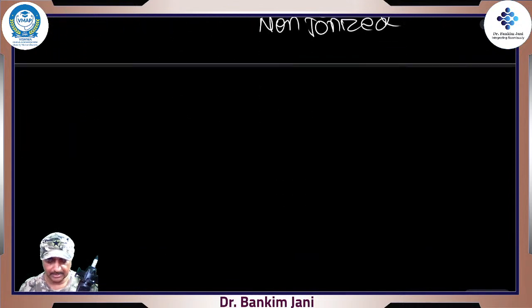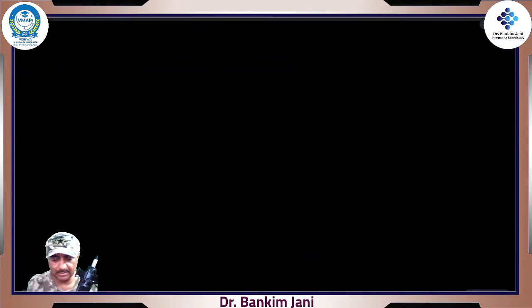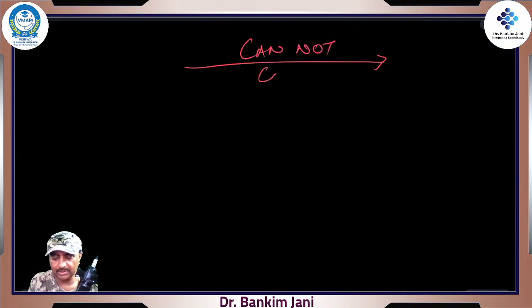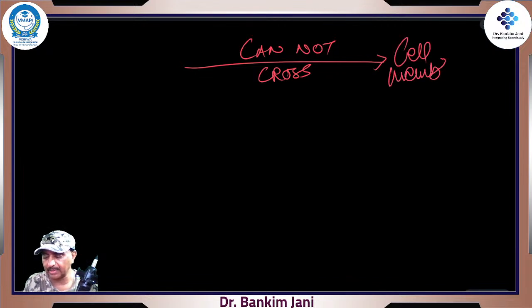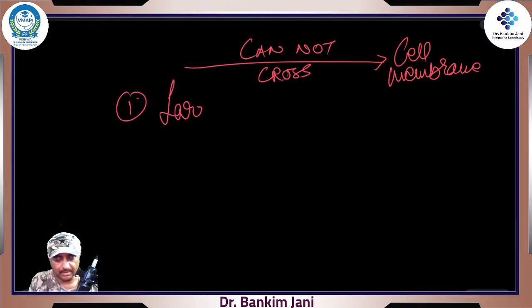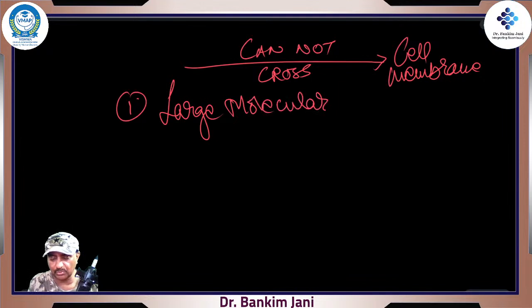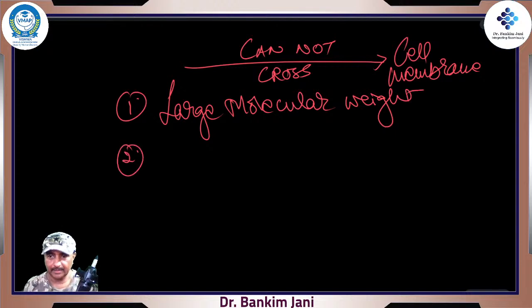The reverse of this, who cannot cross, it is pretty easy, just the reverse of it. The cell membrane. But you have to understand the reason. Large molecular weight, because there is not so much space, such big trucks cannot really go through that small gully.